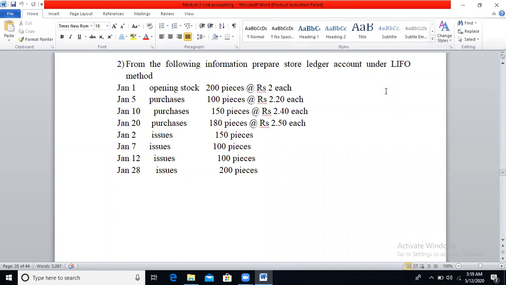Good morning. Let's see the next problem. From the following information, prepare stores ledger account under LIFO method.